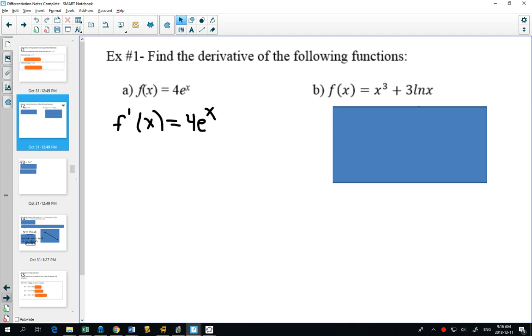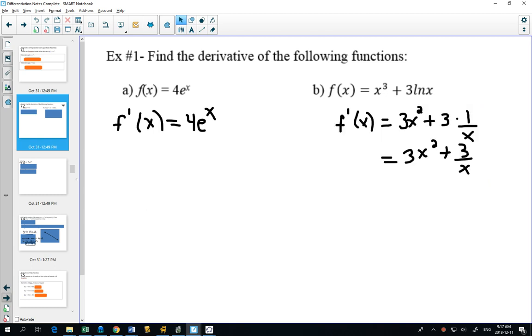If you're adding and subtracting, we can do the derivatives of each thing separately. So you can do the derivative of x cubed, and then do the derivative of 3 natural log of x. Well, x cubed will be 3x squared, and natural log is 1 over x. That 3 in front just gets multiplied just like normal.